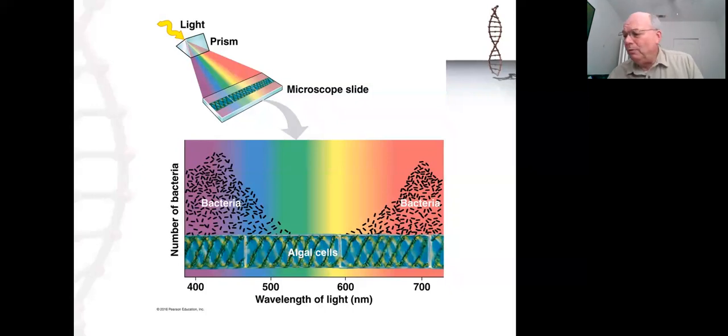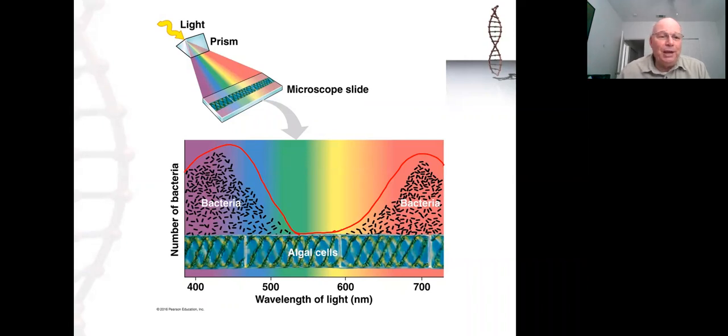And what he discovered was that the bacteria accumulated specifically in the violet-blue end of the spectrum and in the yellow-red end of the spectrum, not very much in the green portion of the spectrum. And what Engelmann had discovered is what we refer to today as the action spectrum of photosynthesis. It correlates the wavelength of light with the rate of photosynthesis.